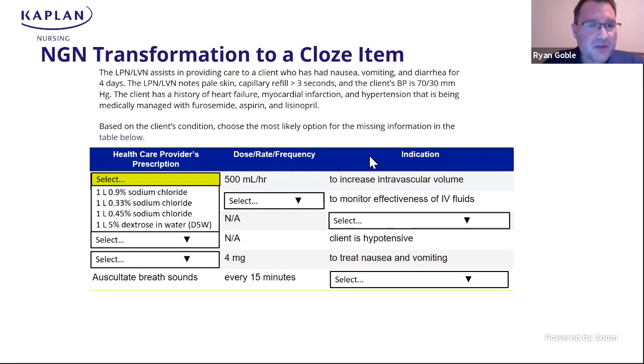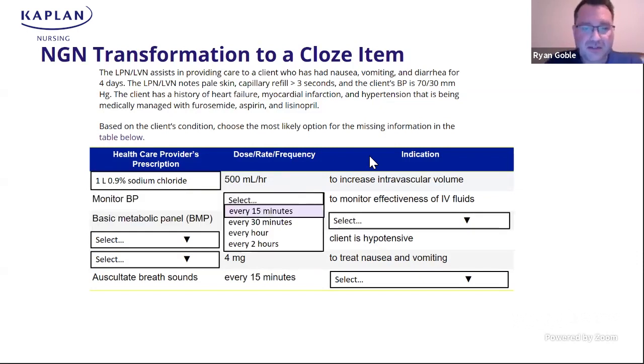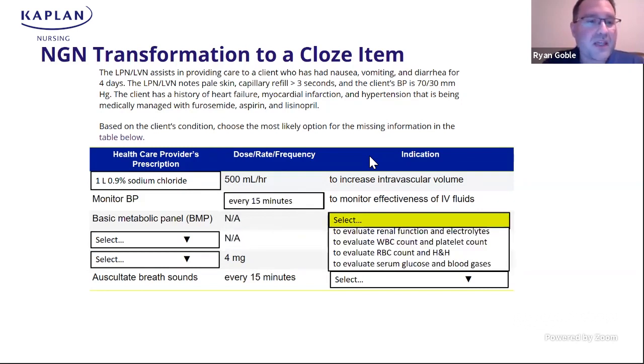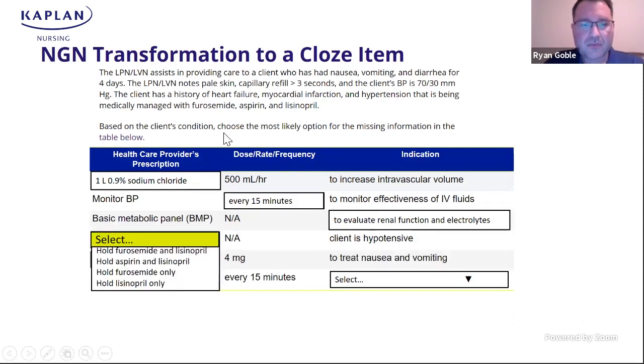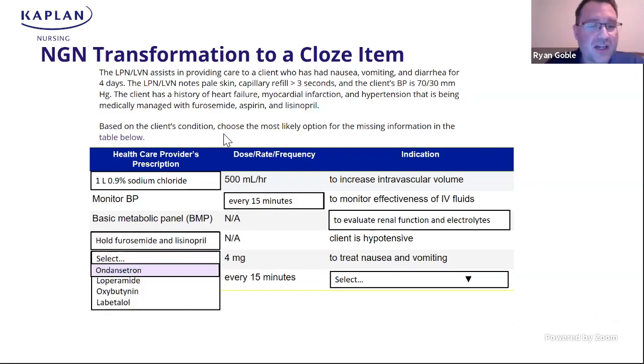So what fits? Normal saline to increase the intravascular volume. Monitor the blood pressure every 15 minutes. The BMP was prescribed to evaluate renal function and electrolytes. Which medication or medications should be held because the client is hypotensive? And we would want to hold the furosemide, that diuretic, and the lisinopril, the ACE inhibitor. The ondansetron to treat the nausea, vomiting.